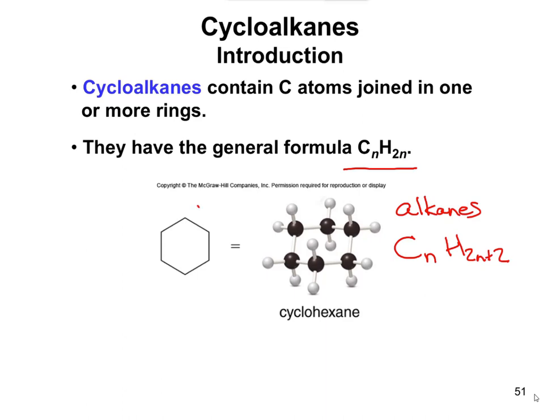So basically, if you look at this cyclohexane molecule here, everything is a CH2, right? There's no CH3s anywhere in that structure. So because of that, the formula is going to be CnH2n.